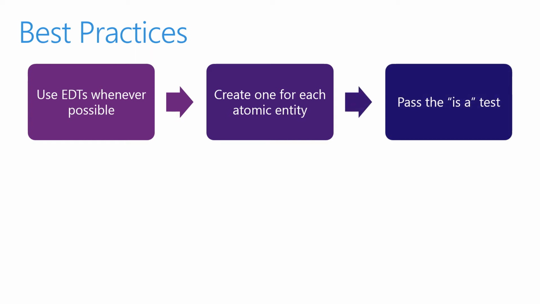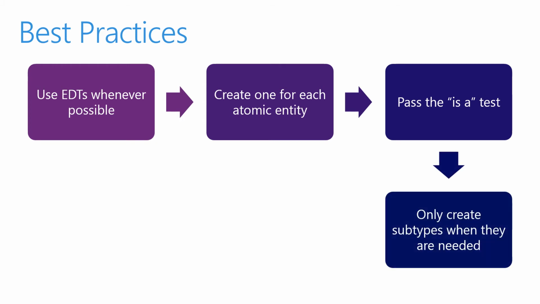For EDT inheritance, EDT hierarchies should be able to pass the is-a test. This means an extended data type should be a member of the parent extended data type concept. So for example, a truck is a vehicle, but a fuel type is not a vehicle. You should only create subtypes when they are needed.